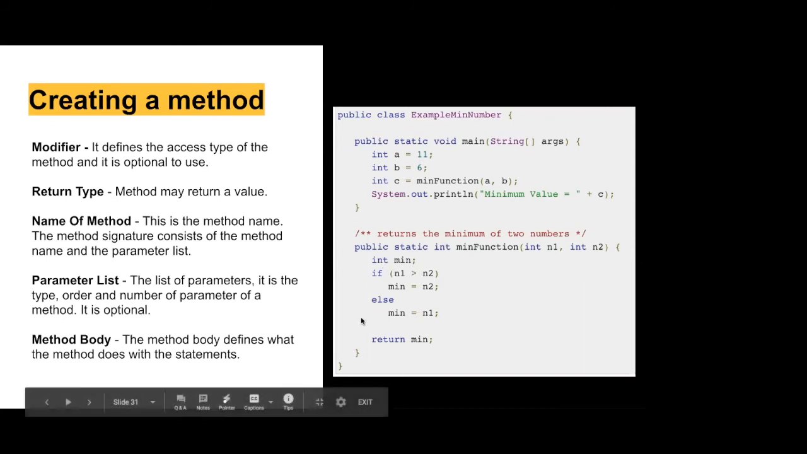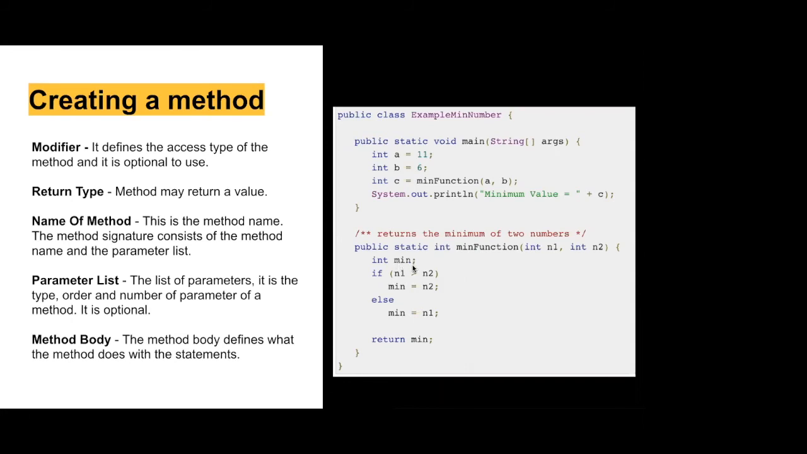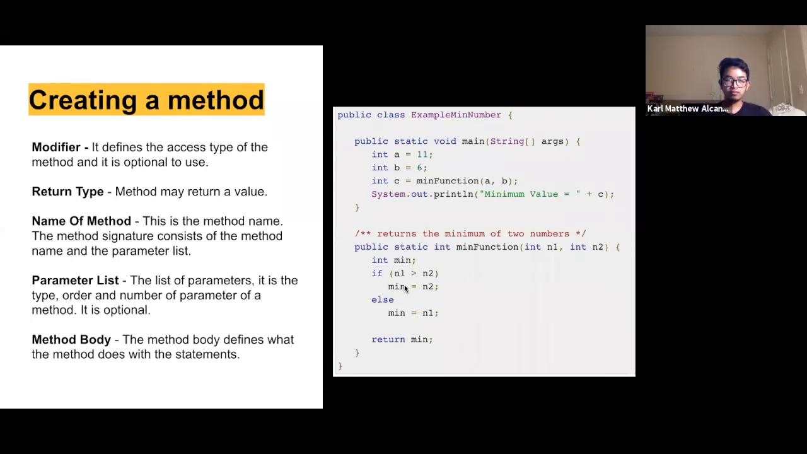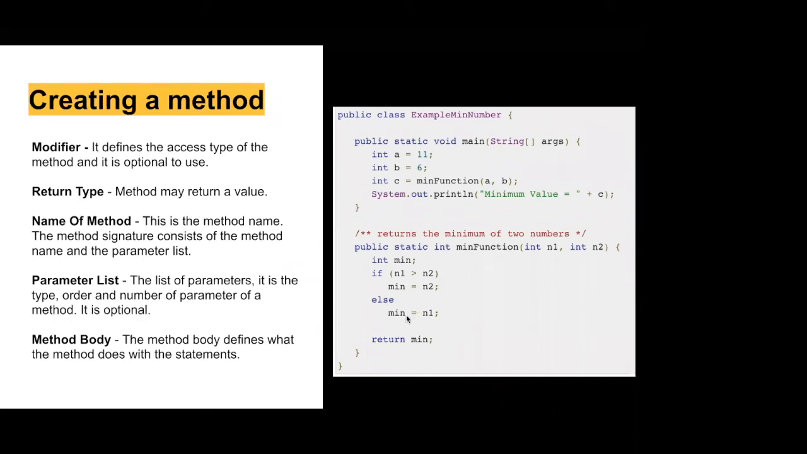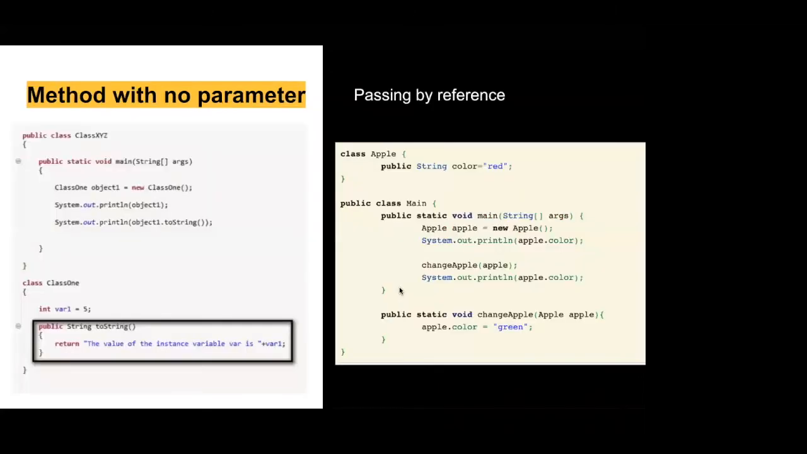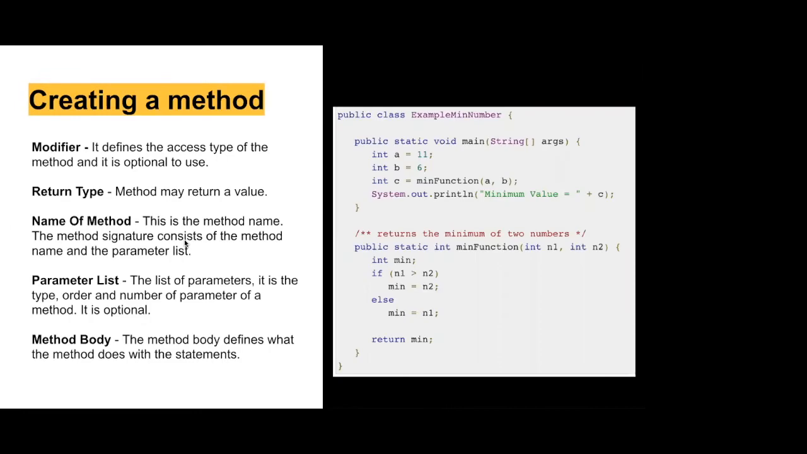Inside this body, it will declare an integer mean, but it doesn't give the mean a value. Then there is a conditional statement: if n1 greater than n2, if 11 greater than 6, which in this case it is. Sorry, in this case 11 is greater than 6, so mean will be set to 11.